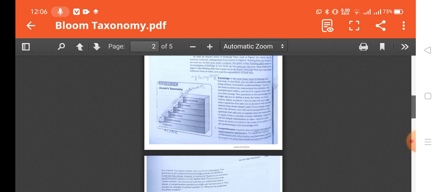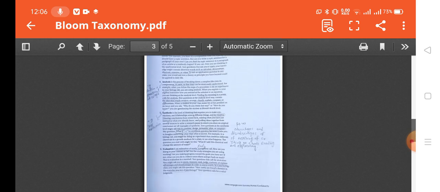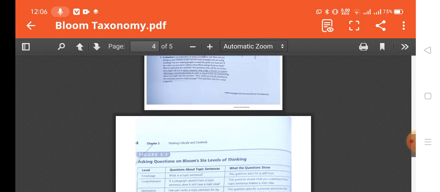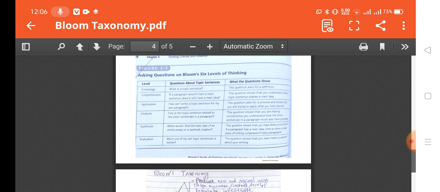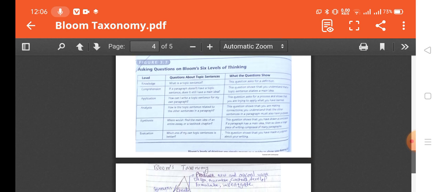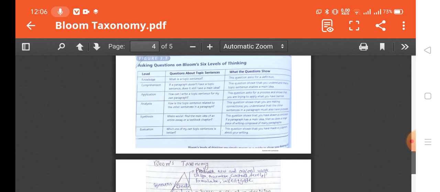Let's move on to asking questions on Bloom's six levels of thinking. What type of questions, what phrases, do you use for asking questions at each level? Let's see. At the knowledge level, a question about topic sentences is: what is a topic sentence? It asks you to define, and what the question shows is definition.